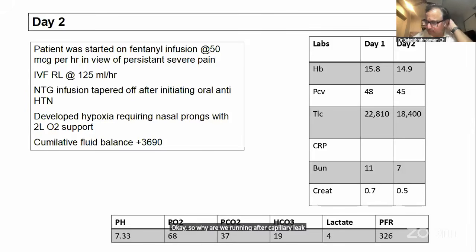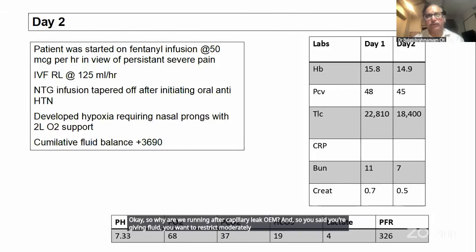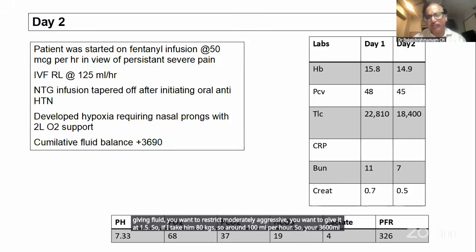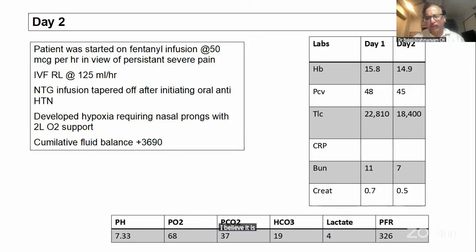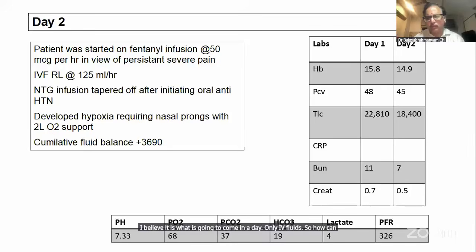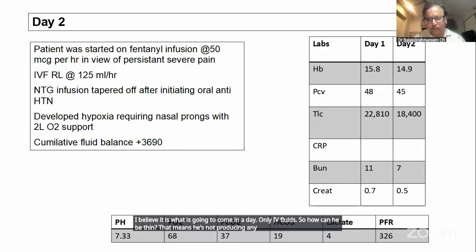So you said you're giving fluid, moderately aggressive, at 1.5. If I take him as 80 kgs, that is around 120 ml per hour. So your total intake in IV fluids is 3600 ml in a day. Only IV fluids. So how can he be thin? That means he is not producing any urine output.